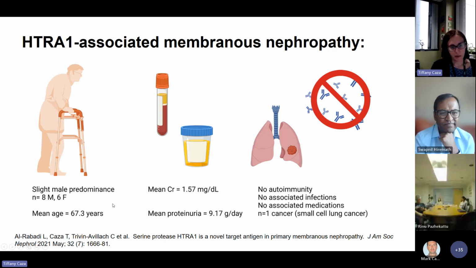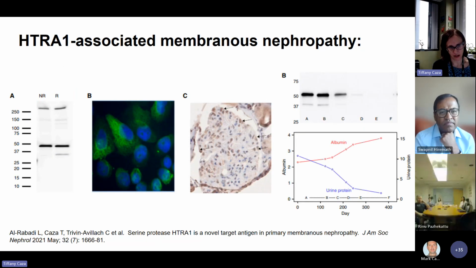And this type of membranous affects older individuals, but currently there aren't known associations of certain disease states with H-cherry1 associated membranous. Antibodies, however, have been detected in serum and correlate with disease activity. So here's a patient where proteinuria had fallen, and you have restoration of serum albumin, and you have a reduced serologic response. So this is patient sera reacting with the H-cherry1 recombinant protein. This is a podocyte antigen. It's expressed here in podocytes, and here's H-cherry1 in a podocyte cell line.